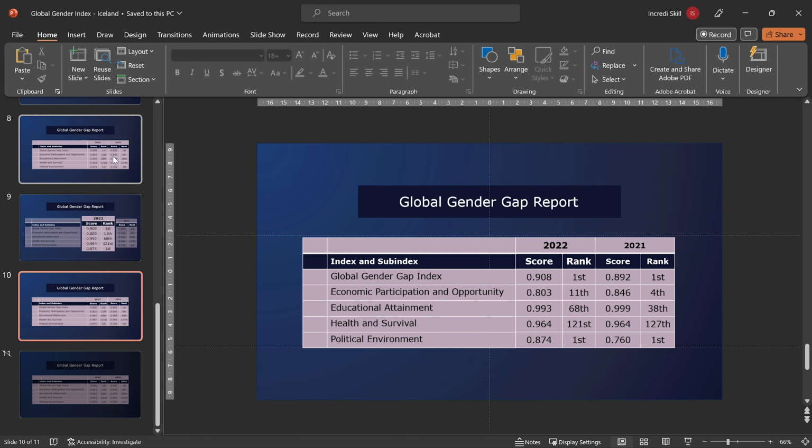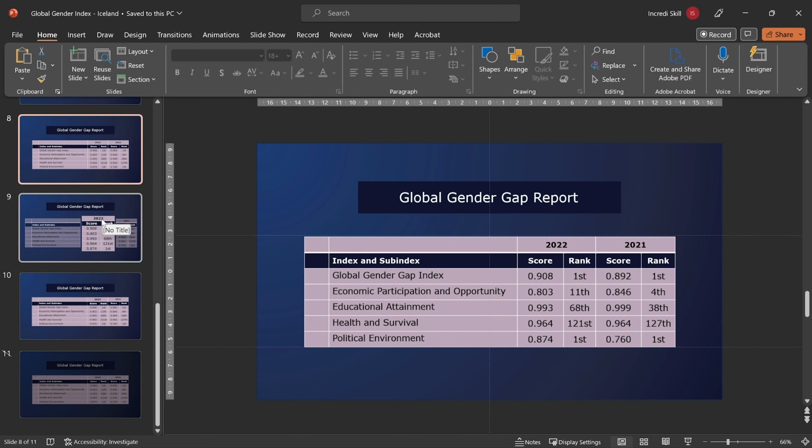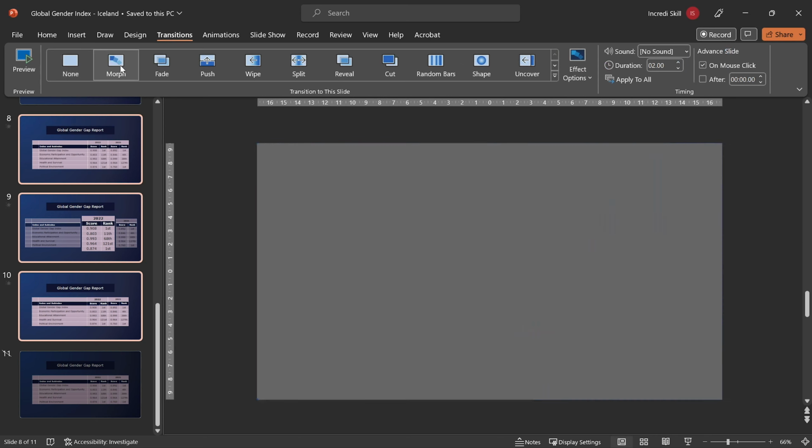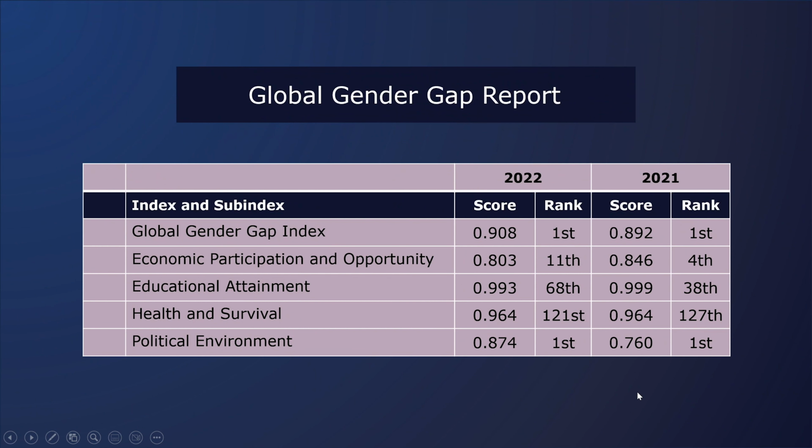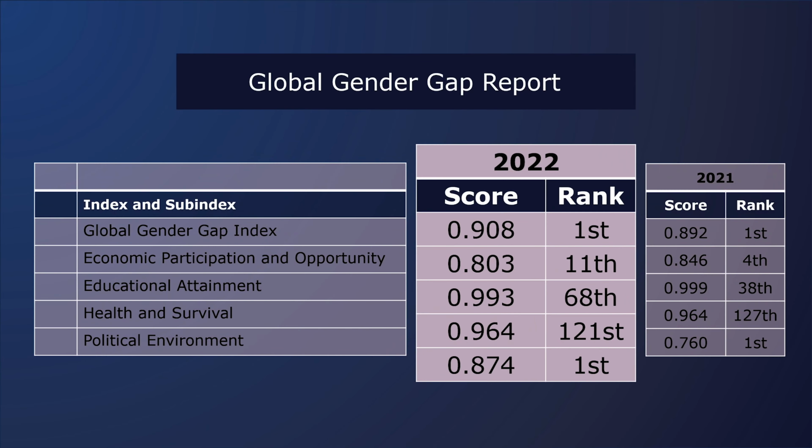And here comes the best part. Let's select all 3 slides. Head over to Transitions tab and choose Morph. I'm going to decrease its duration to half a second. Next, click on slideshow icon at the bottom and let's witness the marvelous morph animation in action.